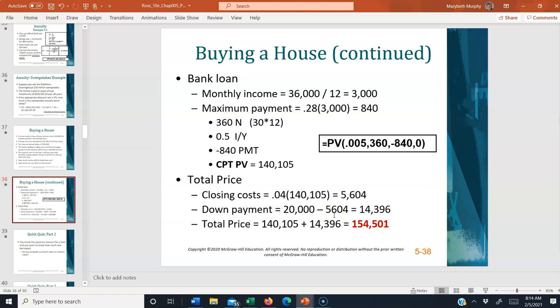That's just money that it cost us to go through and get the loan, so that doesn't impact the value of the house at all. So the amount we put down on the house is $14,396. So the total amount that we paid for the house is the 140,105 loan plus our down payment that is applied to the loan of $14,396. So the total we paid for the house was $154,501.